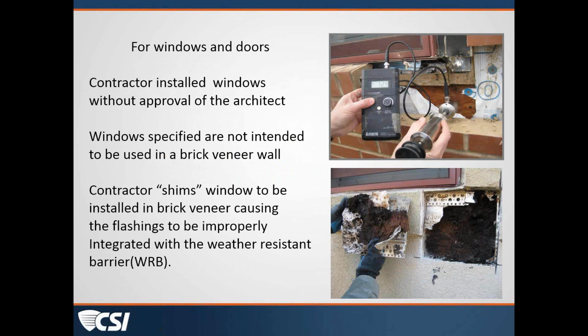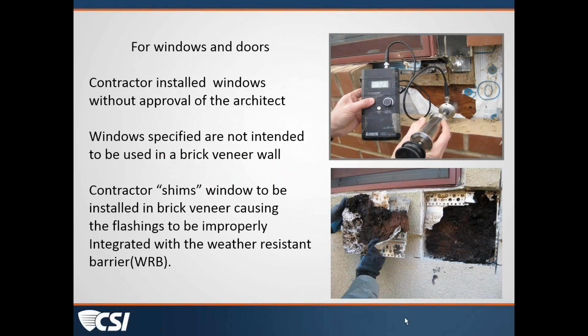The contractor installed windows that were the wrong type. They weren't approved by the architect. The windows specified weren't actually used. Those that were used were not intended to be used at a brick veneer wall. So the contractor shims the windows in order to get them to work with the brick wall, and of course that caused the flashing to be improperly integrated at the weather barrier.